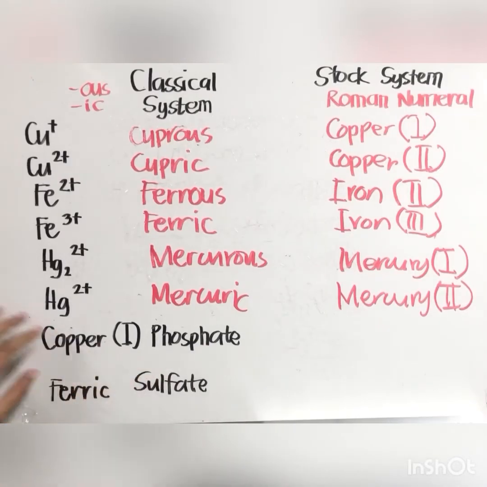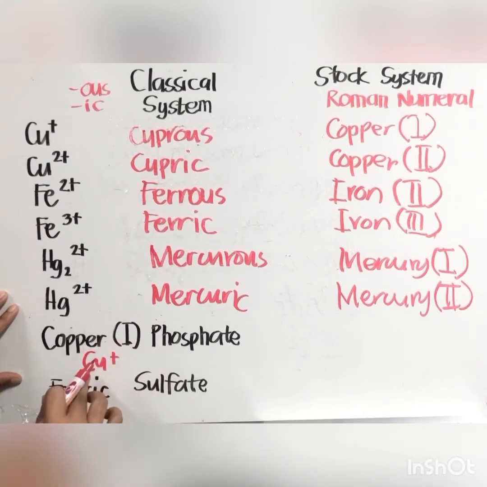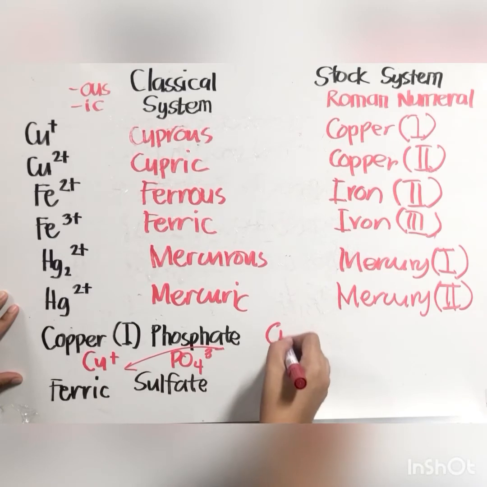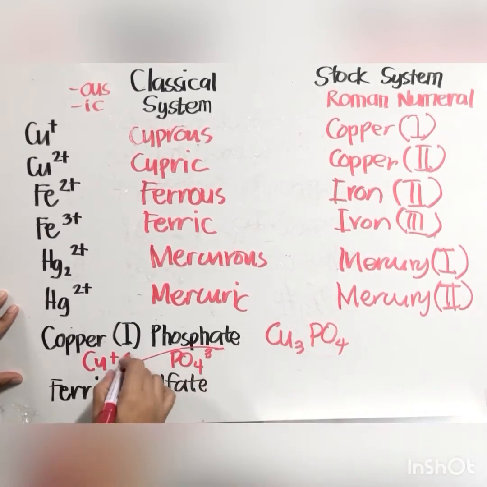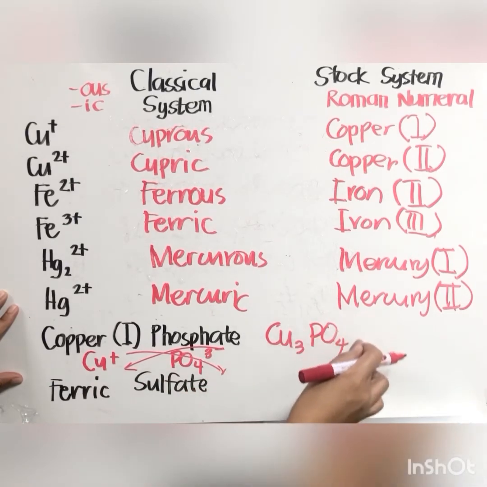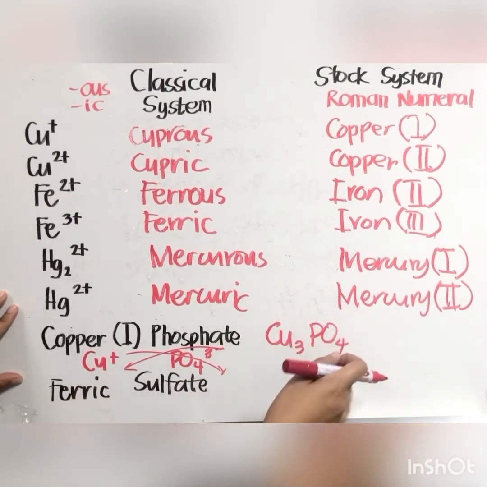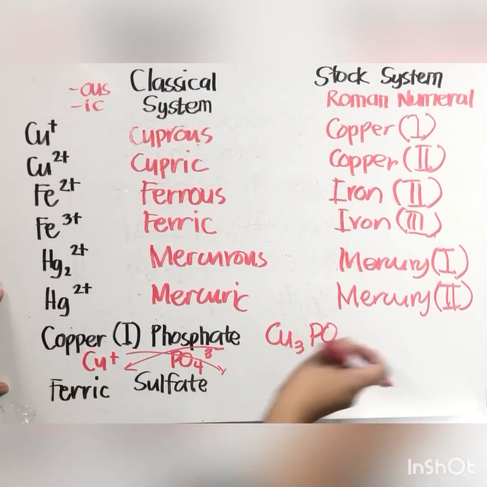Copper 1 phosphate. So copper 1 is written as copper 1 positive, or simply Cu+, and then you have phosphate, written as PO4. The charge is 3 negative, so crossing over will give you Cu3, and then you copy the PO4 and then you give the 1. So you don't need to enclose this in parentheses anymore because the subscript that you're going to use from the copper is still 1. So no need to enclose in parentheses. Copper 1 phosphate is written as Cu3PO4 simply.